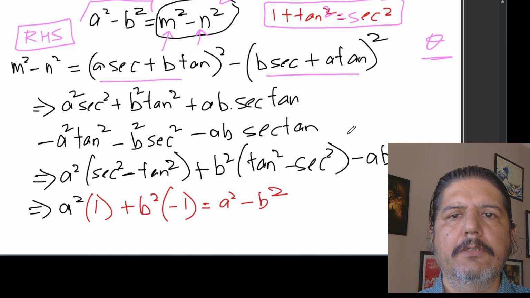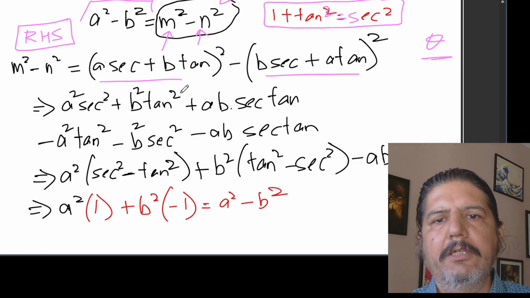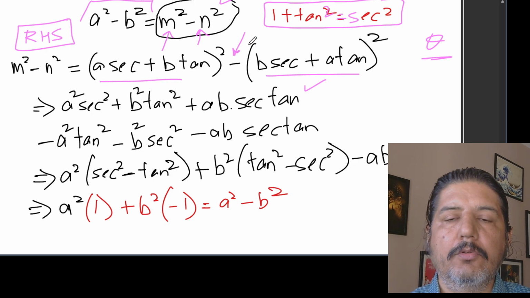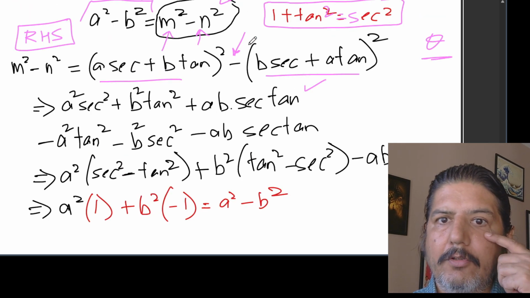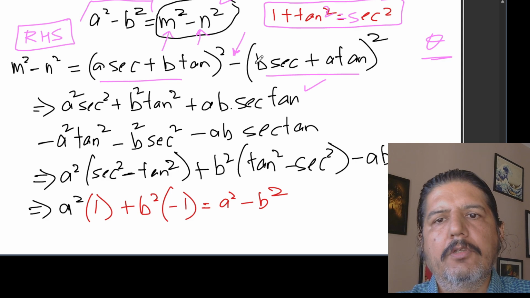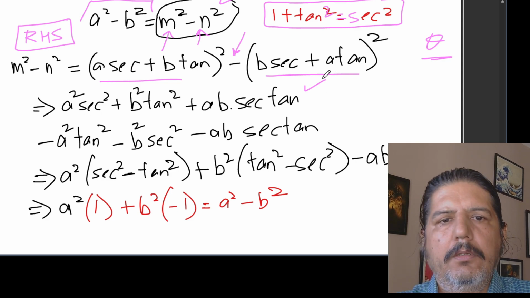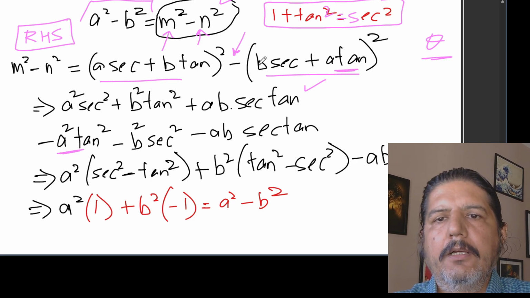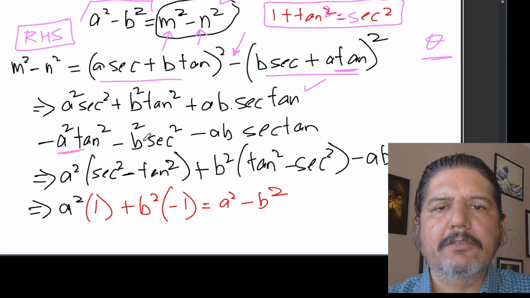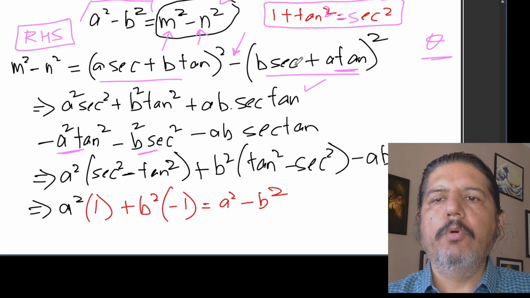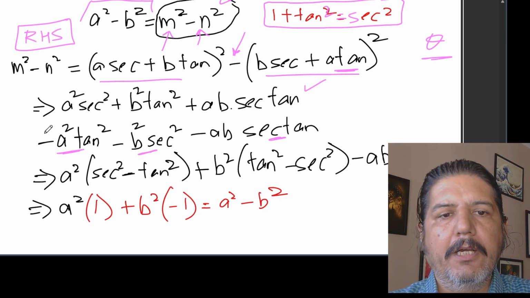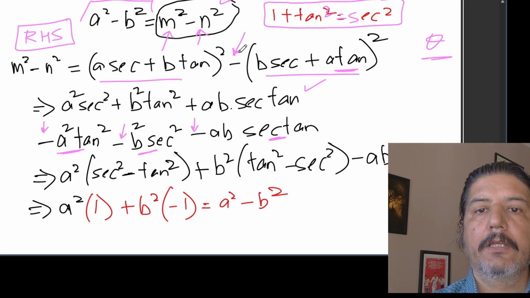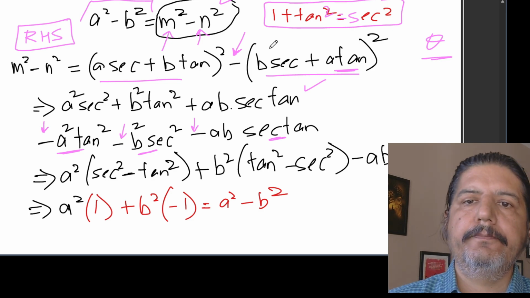So then I open the expansion. This would be a square sec square theta plus b square tan square theta plus 2ab sec theta tan theta. Now you have to take care of this minus. Don't forget about this minus, because this is where maximum of the students make mistakes. So this is minus b square sec square theta, this is minus a square tan square theta, and minus 2ab sec theta tan theta. I'm repeating, please take care of this minus. This is where the maximum number of students will make mistakes.